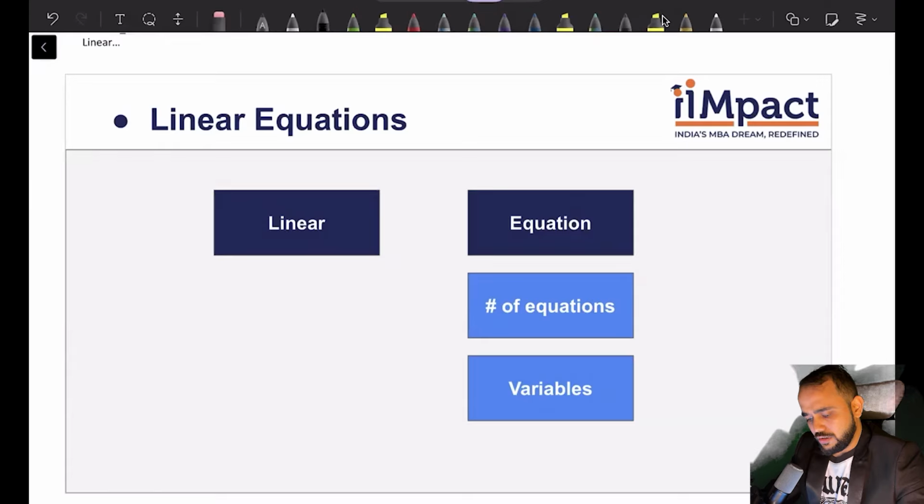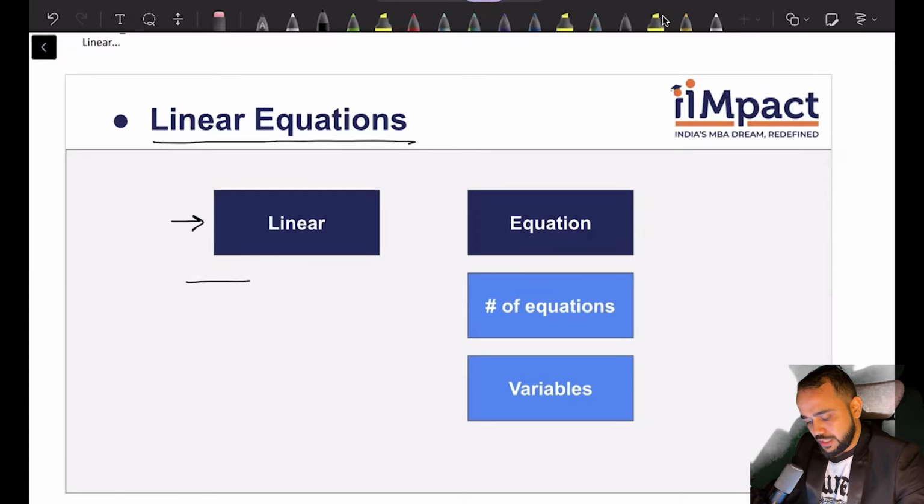Hey folks, we are going to start our discussion on linear equations. Before we deep dive into this, what is linear? What is meant by linear? Linear means that whatever variables you have, they have a power of 1.